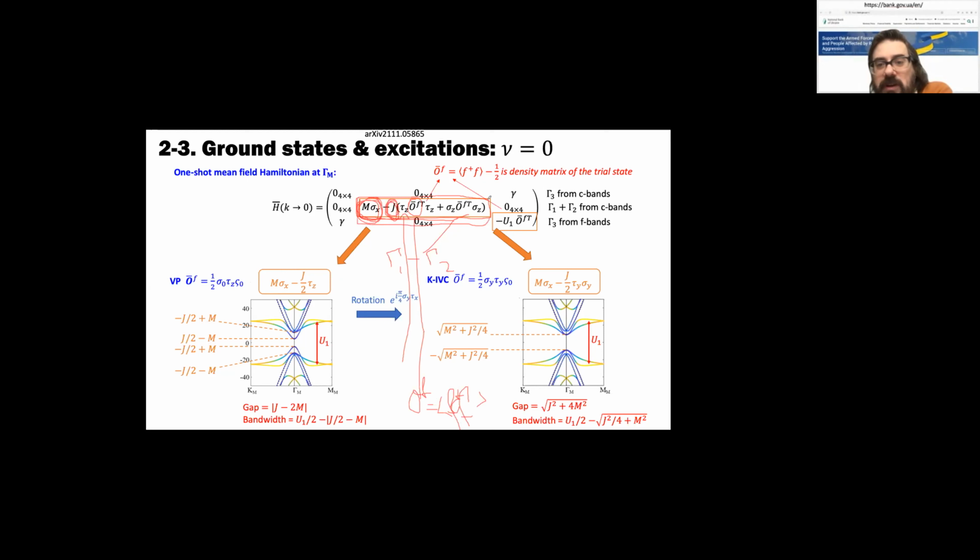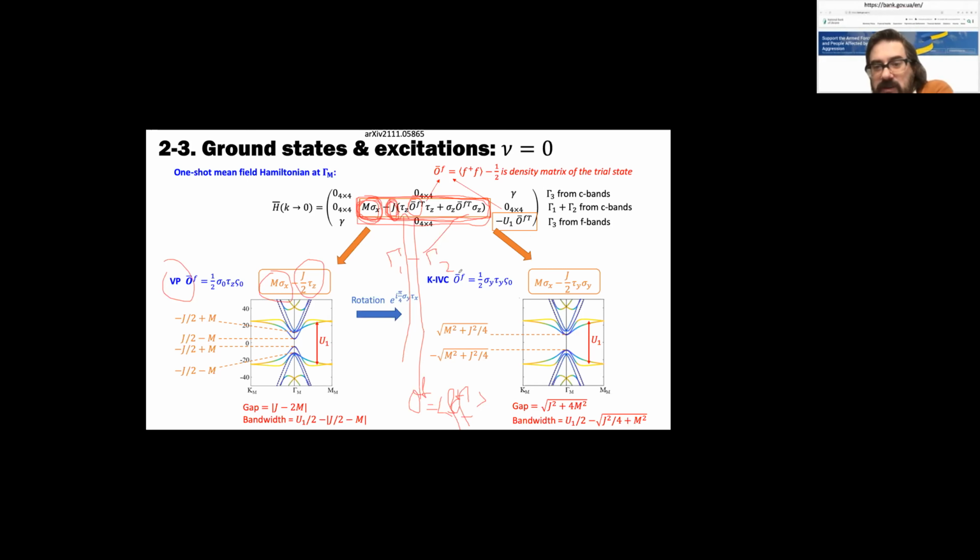Now you only need to look at this term and see which gap will be maximal. For the valley polarized state, this term is m sigma x, and if I compute the Hartree-Fock term, I will get j times tau z. So I get two terms that commute. This m sigma x commutes with tau: tau is in valley space, sigma is in orbital space, so they commute.